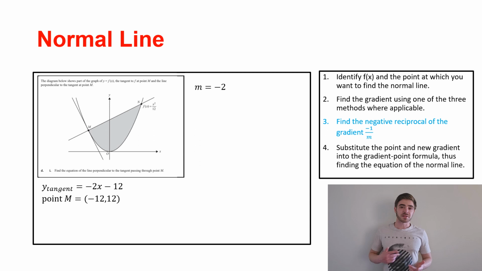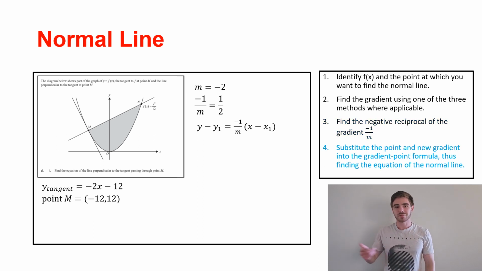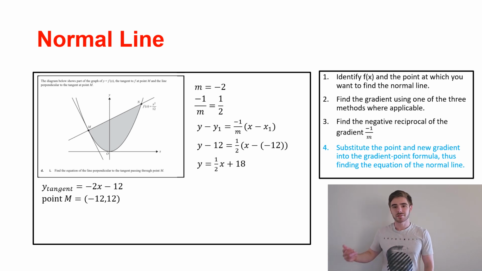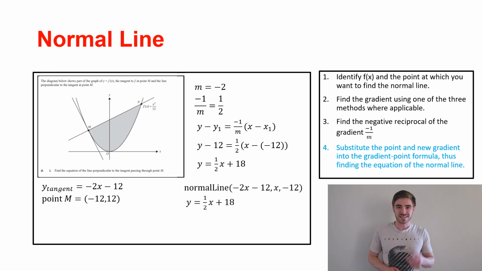Now, we're just going to find the negative reciprocal by flipping it into a fraction and then multiplying by -1. And lastly, we're just going to plug in all the terms that we know into the gradient point formula, except this time we're going to use the negative reciprocal gradient. And just as a final tip, since this was a tech active exam, you can skip the entire process by just using the normal line function. It has the exact same syntax as the tangent line function. You just give the function, the input variable, and the x value at which you want to take the normal line at.